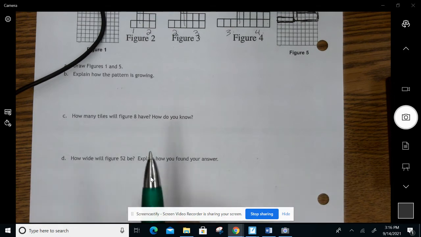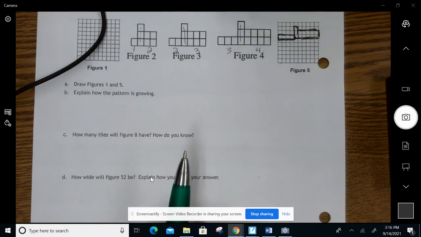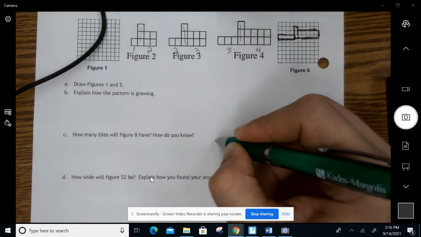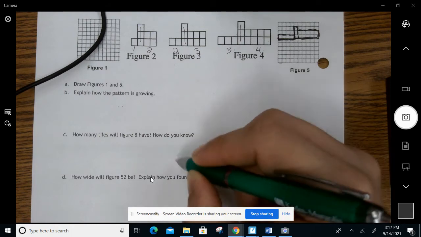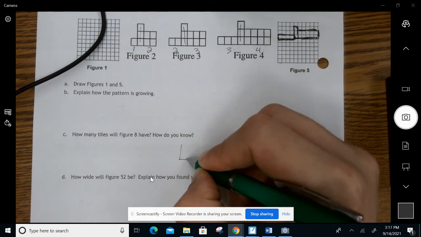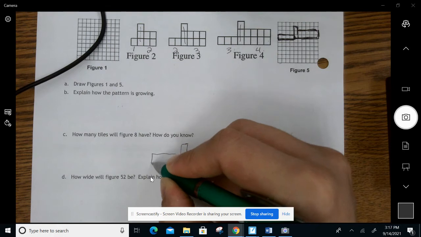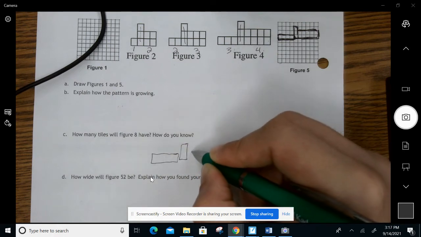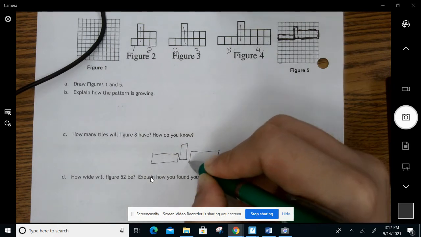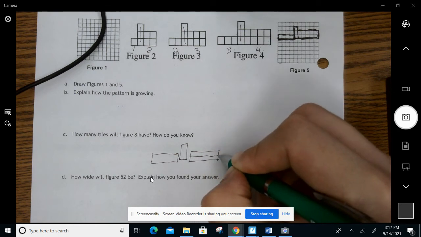How many tiles will figure 8 have? How do you know? I'm going to let you figure that out. If you're following that pattern, how many tiles will it have? Maybe draw a diagram, right? For figure 8 and think about, okay, how many are here? How many would be here? And then how many would be here, knowing that this row has a little bit more.